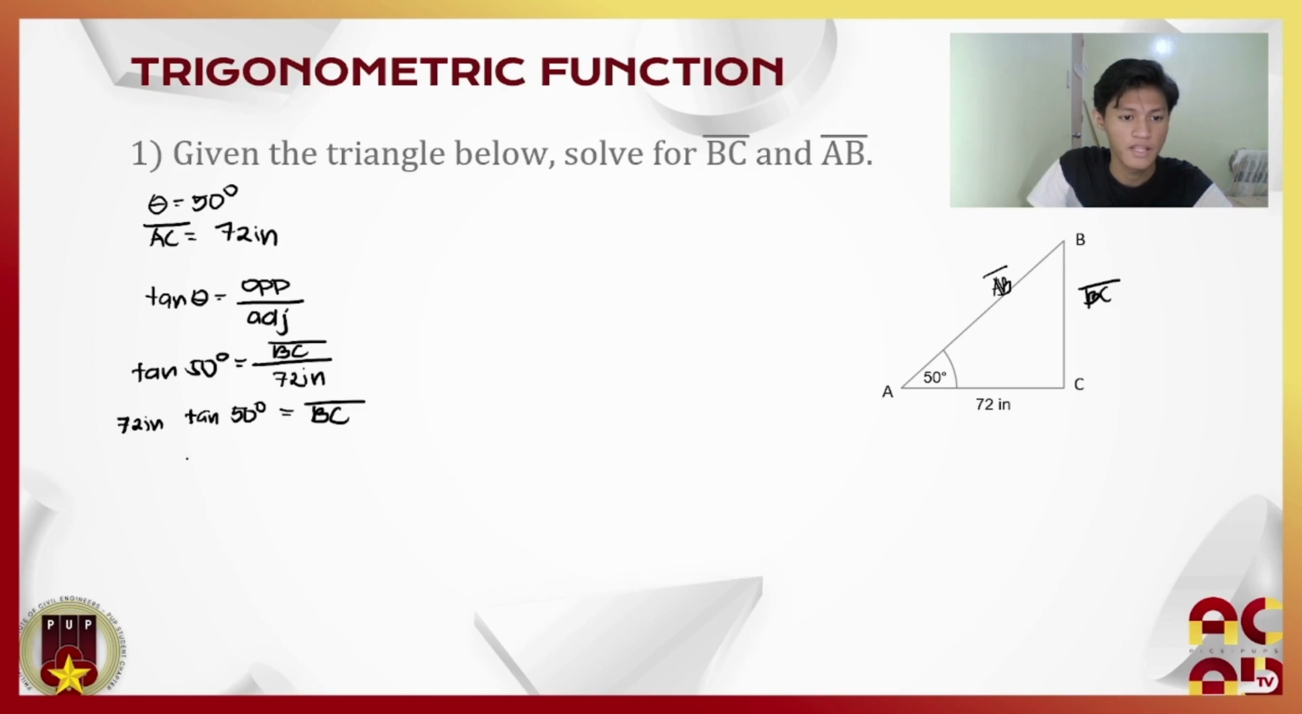So, para ma-solve na natin tong line BC, input lang natin yung values na meron tayo sa ating calculator or yung equation. So, 72 times tangent 50 degrees. That is approximately equal sa 85.81 inch.